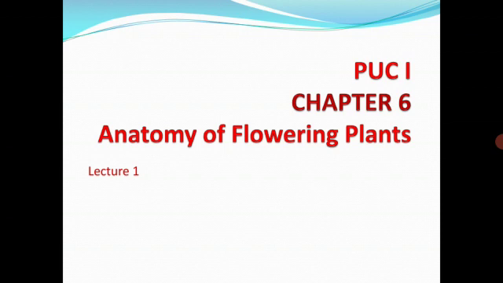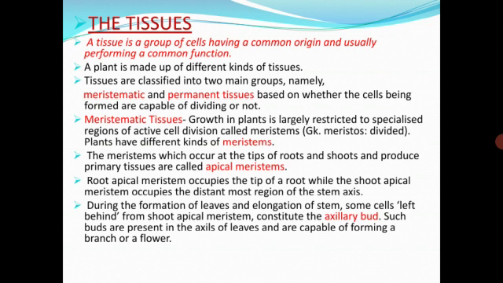So you already know that a cell is a basic and fundamental unit of an organism, and these groups of cells which are common in origin, structure and function form tissues. A tissue is a group of cells having a common origin and usually performing a common function. The branch of biology that deals with the study of tissues is called histology, and the branch of biology that deals with the study of the internal structure of an organism is called anatomy.